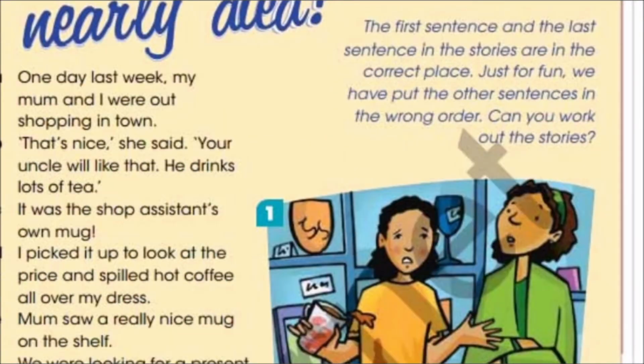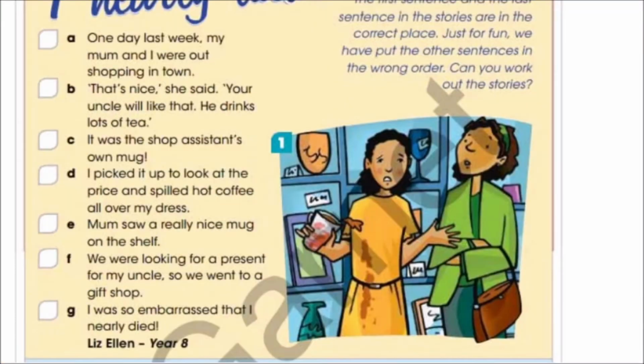Now, as you see, we have sentences here. We have A, B, C, D, E, F, G. Now A and G are in the right place. So A is the first one and G is the last one. Now you have to look at the other sentences and put them in order. You can stop the video to do that. And then we will go back and answer them together.